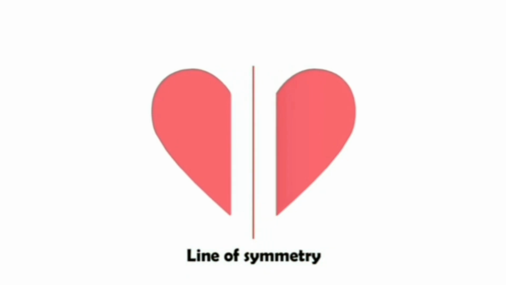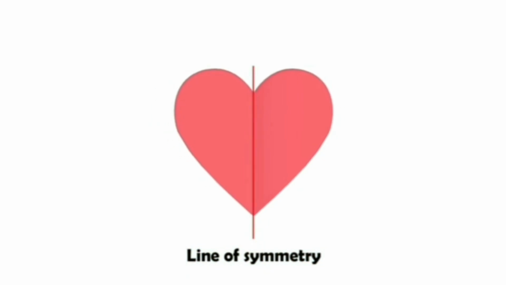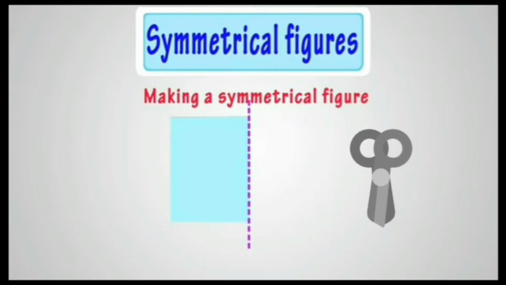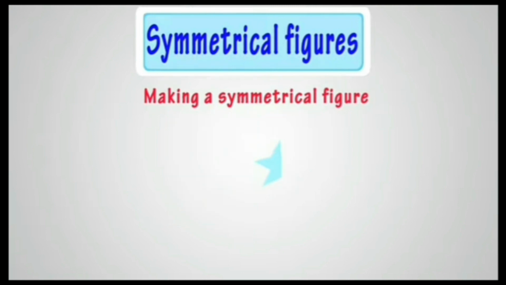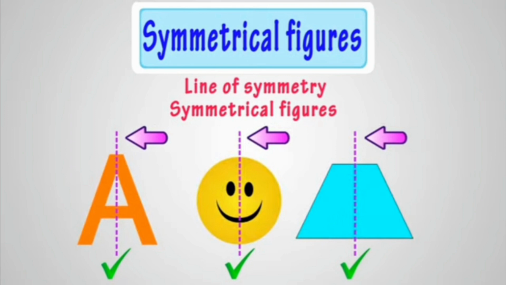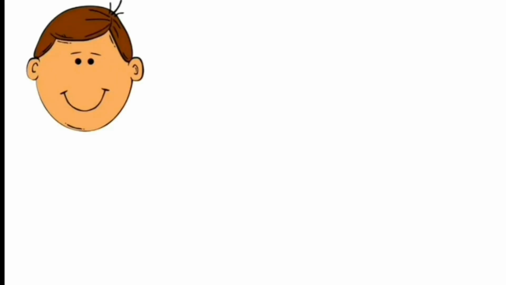Observe how to make symmetrical figures. Take a piece of paper and fold it. Draw any figure which you like and cut it. When you open it, you can see two holes, first half and second half. Both are symmetrical and you can see the line of symmetry. Like this, you can make some symmetrical figures. Look at some examples of symmetry.